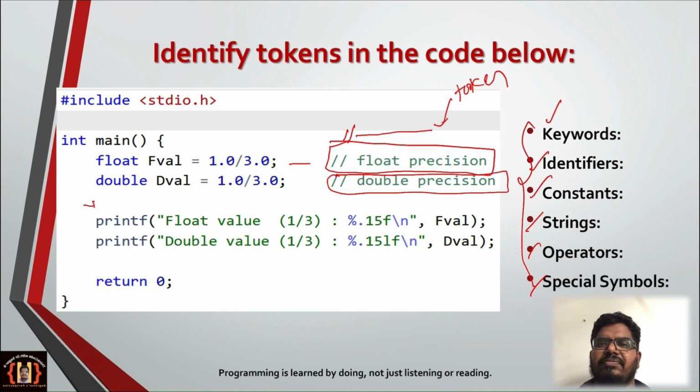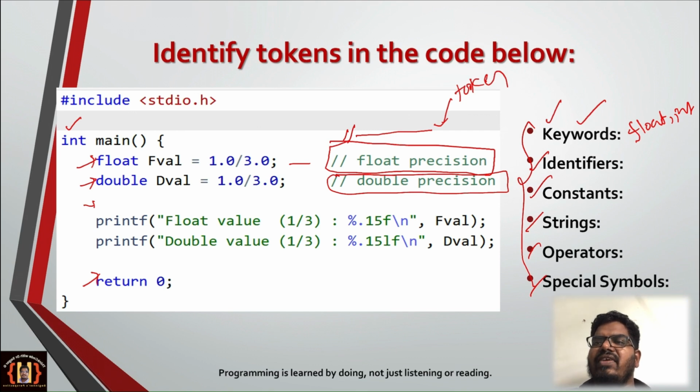Now let us identify the keywords here. You can say int is a keyword, float is a keyword, double is a keyword, and return is also a keyword in this case. These are all the keywords.